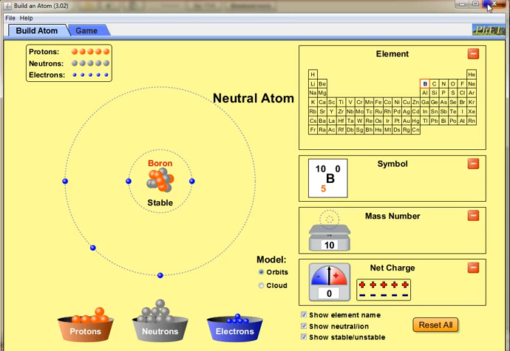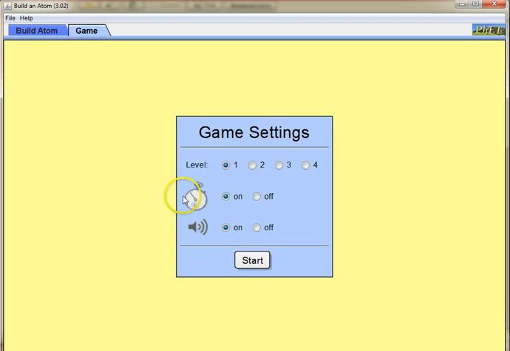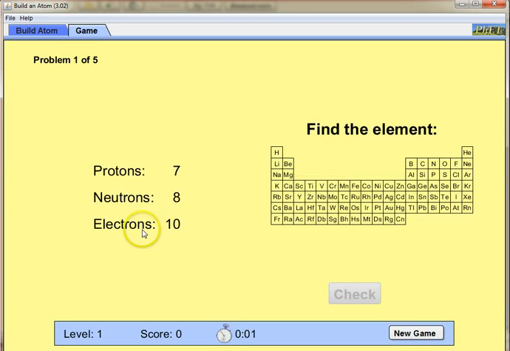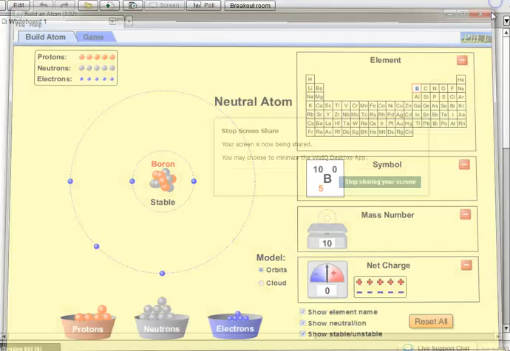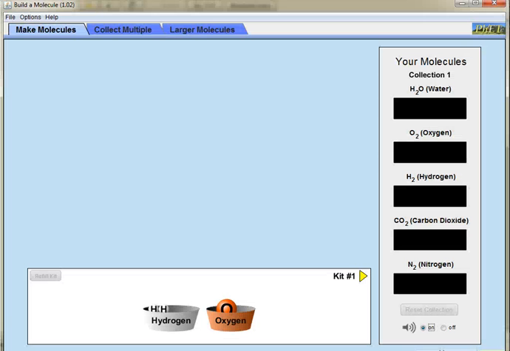All right, I'm going to close this lab. You can also play the game here. If you start it, you can build different atoms. You're given an atom and have to identify it, and you can answer different questions. Try to build different atoms and see the trend in the periodic table.